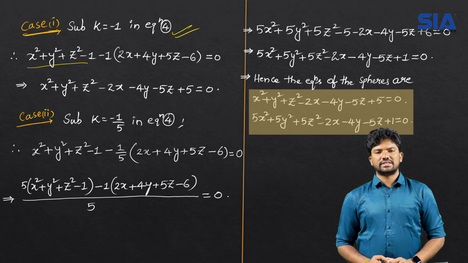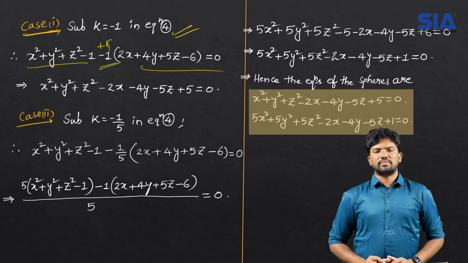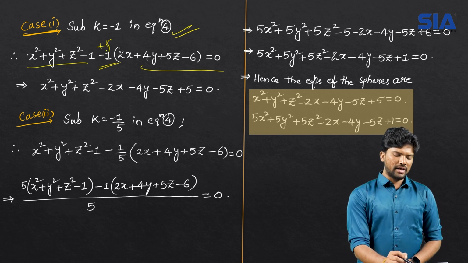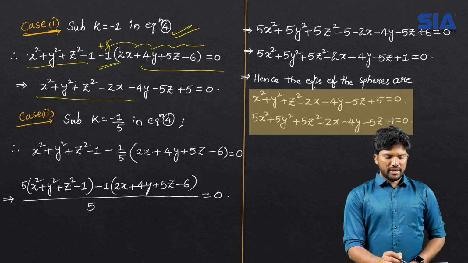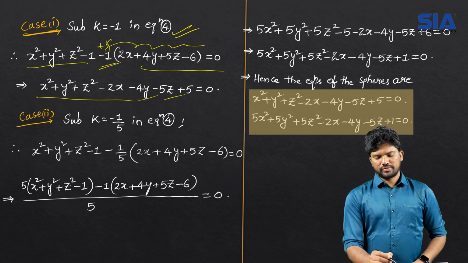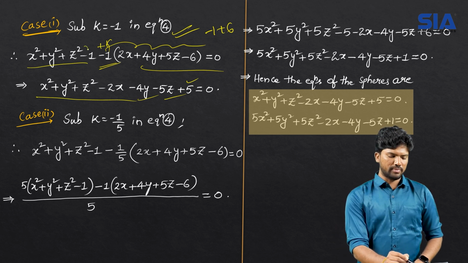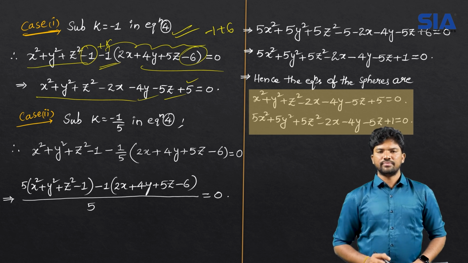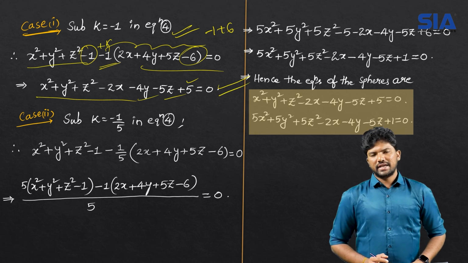x square plus y square plus z square minus 1 minus 1. Actually here it will be plus k. So k value, if you substitute minus 1 plus 2x plus 4y plus 5z minus 6 is equal to 0. Multiply with minus each and every term in the plane. So therefore x square plus y square plus z square minus 1, minus 2x minus 4y minus 5z minus 1 minus into minus plus 6, minus 1 plus 6, that value gives you plus 5 is equal to 0. Here you have minus 1 and from here you will get plus 6. So that is equal to plus 5 is equal to 0. This is one required sphere equation.